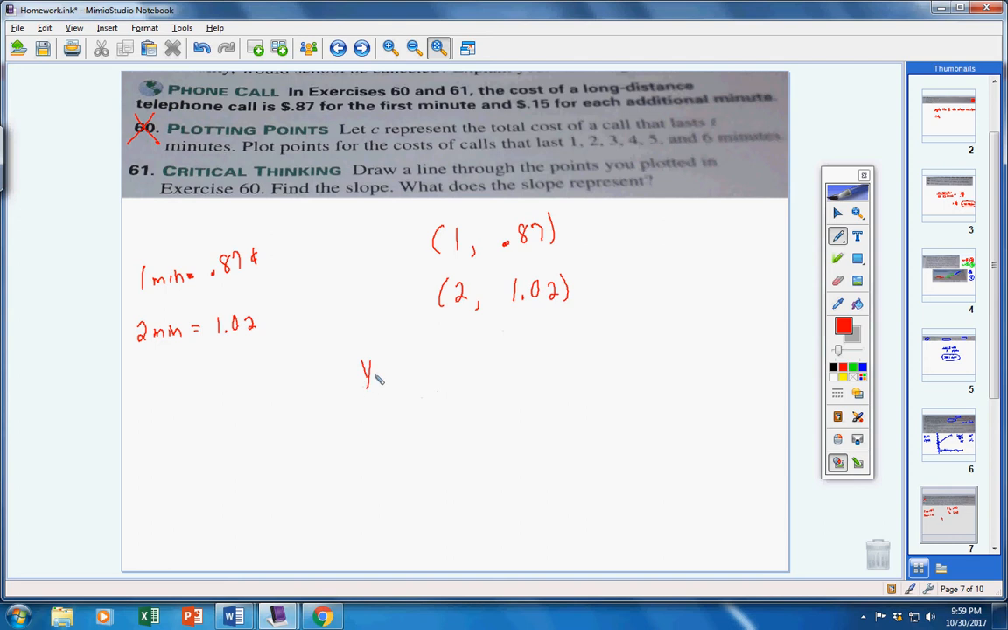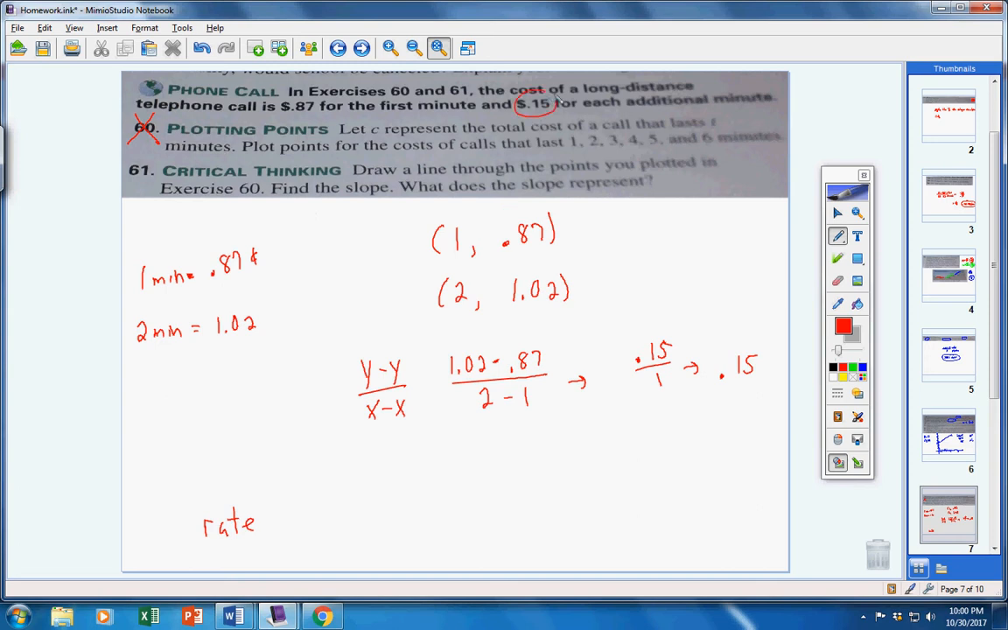Remember, it's y minus y over x minus x. When I say slope, that's the same thing as saying a rate. So y minus y, that's $1.02 minus 0.87. Then x minus x would be 2 minus 1. So I would get 0.15 over 1, or exactly 0.15. So did I find the slope? Yes. What does it represent?